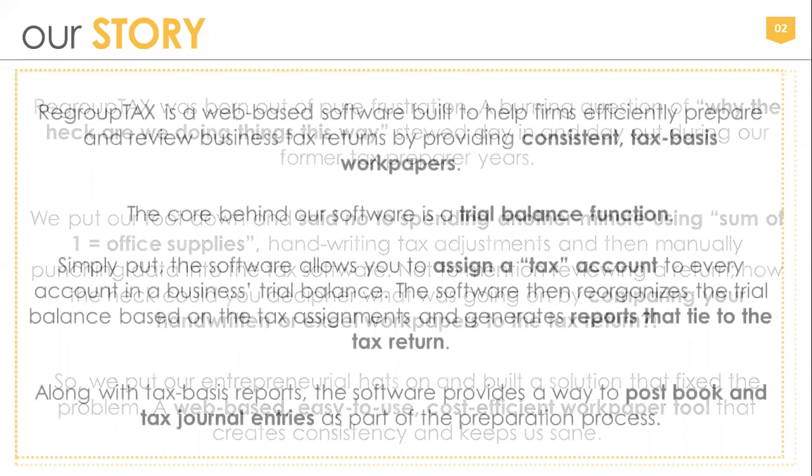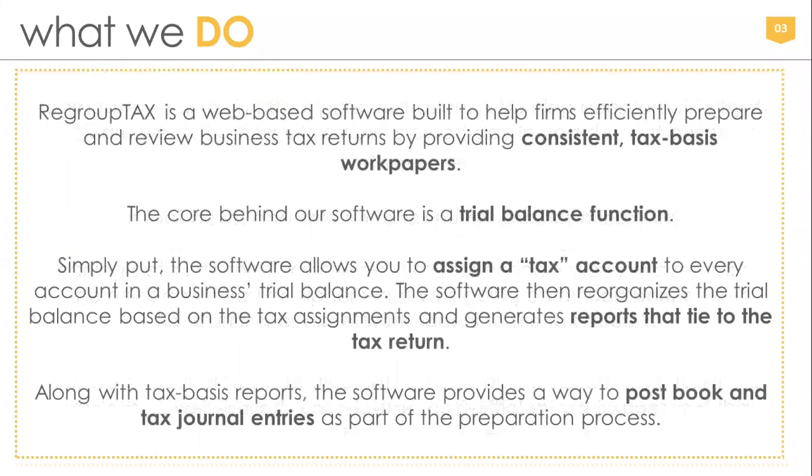And that brings me to exactly what we do here at RegroupTAX. The core behind our software is a trial balance function, which allows firms to assign a tax account to every book account in a business's chart of accounts. The software then generates tax basis work papers that tie directly to the tax return in the exact order of the tax return, depending on the entity type. Lastly, the software provides a way to post book and tax journal entries to complete the preparation process.